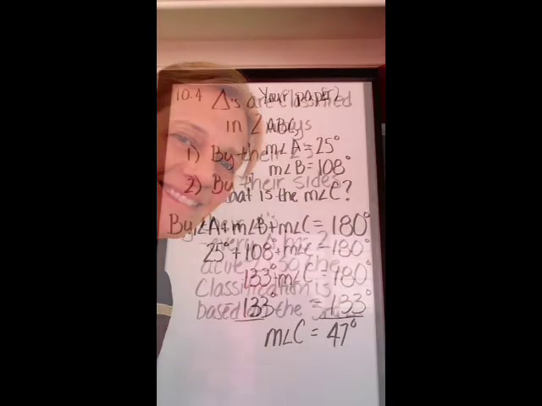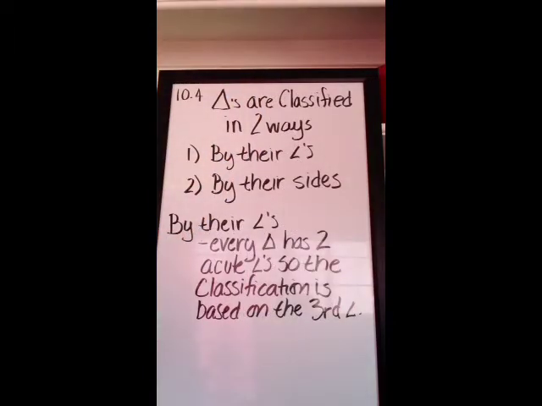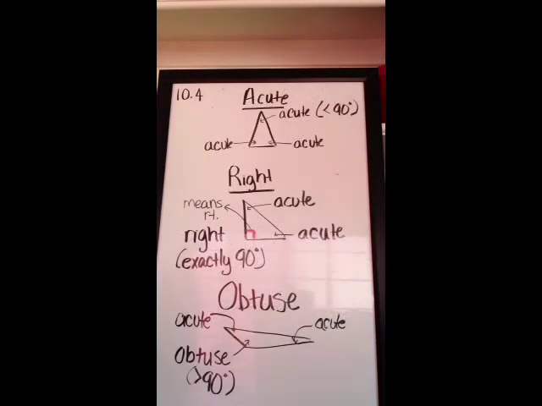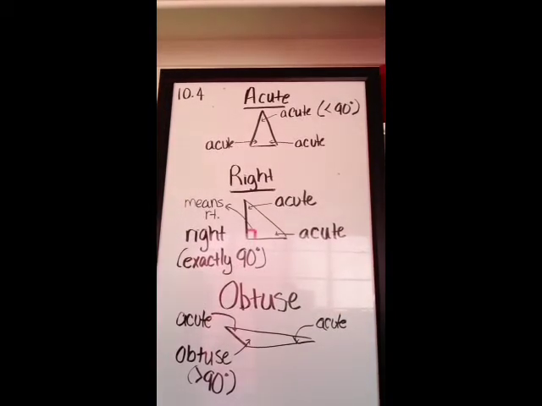How'd you do? Okay, we're going to move on to classifying triangles. Triangles are classified in two ways. I'm sure you've heard this before. They're classified by their angles and by their sides. Let's start with by their angles. Every triangle has two acute angles. So the classification is based on the third angle. Okay, so based on their angles, we have three types of triangles: acute, right, and obtuse.